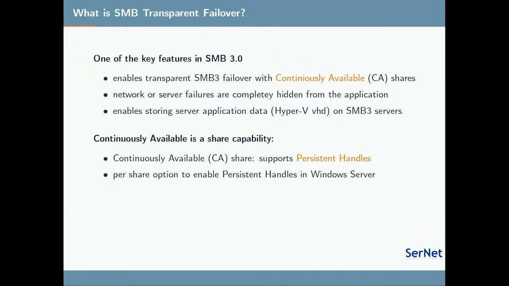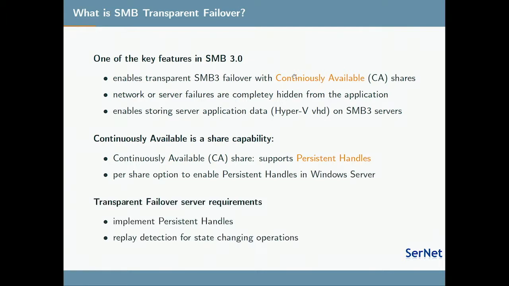Continuously available shares, as mentioned in the first one, just means you have a share, and it's an optional feature per share. You can enable or disable it on a Windows server. And on a share where you enable continuous availability, you essentially enable persistent handles, so the client can then request persistent handles and get them back. So it's just a per-share option that tells the server whether it grants persistent handles or doesn't.